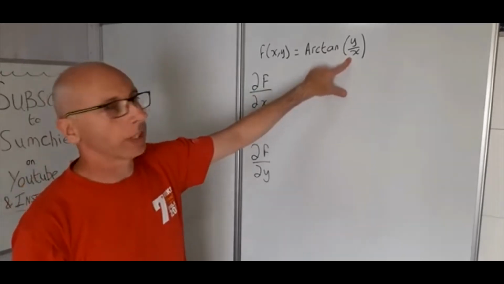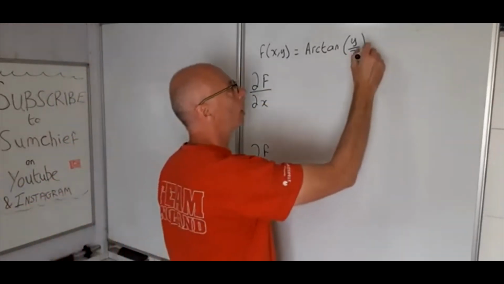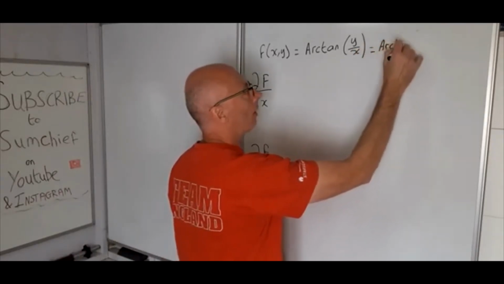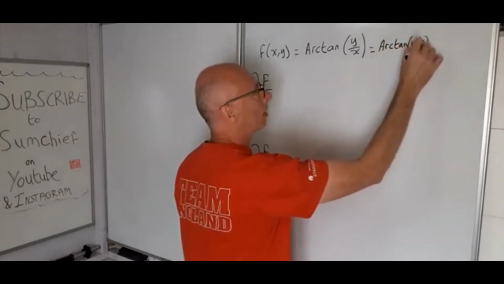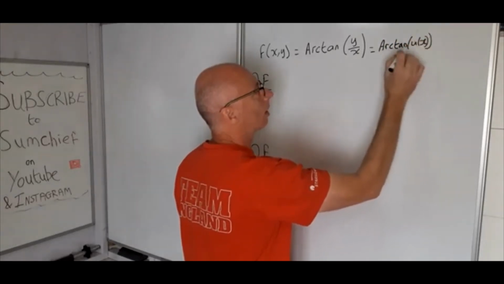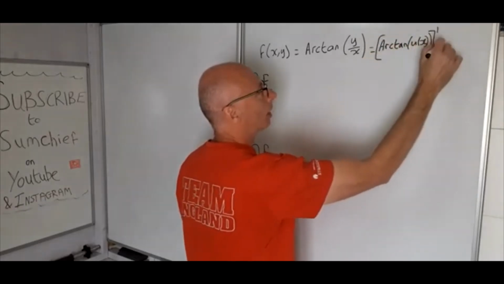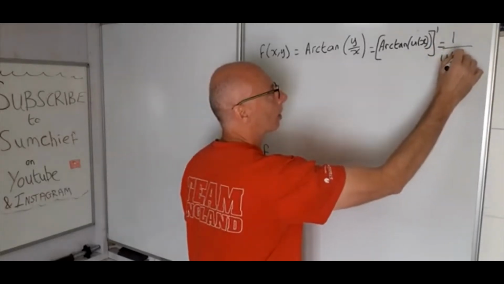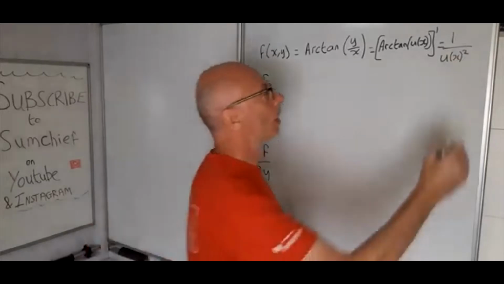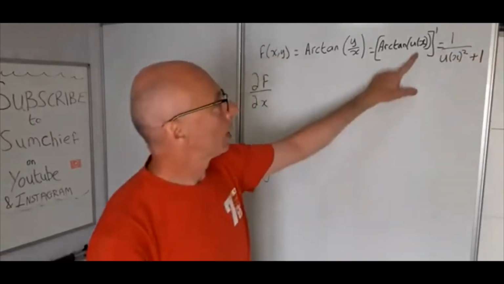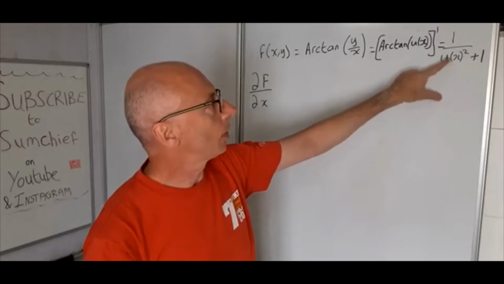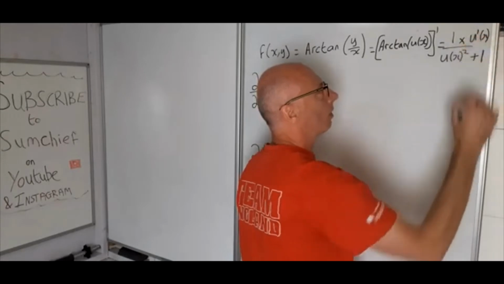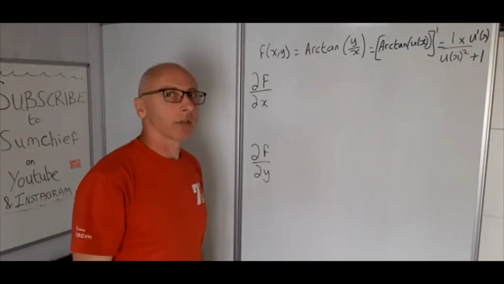Now there's a general formula for the inverse tangent, as we know from our single variable calculus. The derivative of arctan of u of x equals 1 over u of x squared, and then add 1. So that we know from single variable calculus. And then we take the derivative of what's inside and multiply it, so times u prime of x. So that's our general formula.